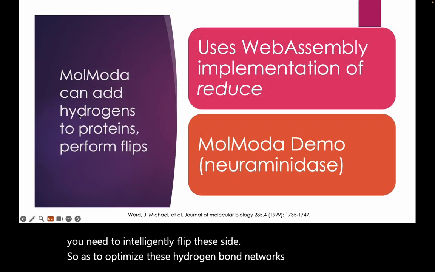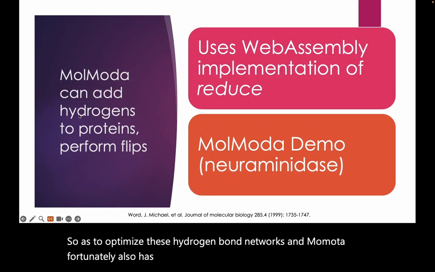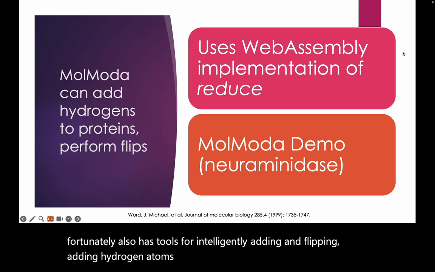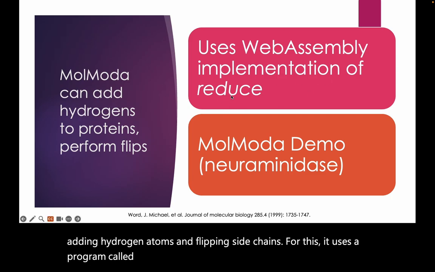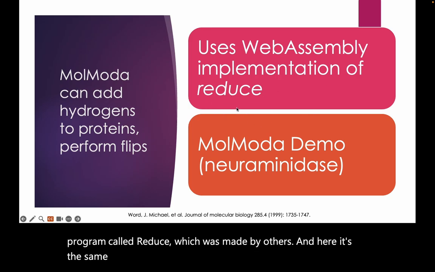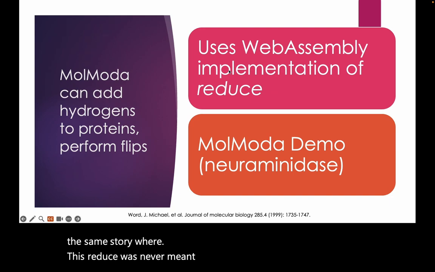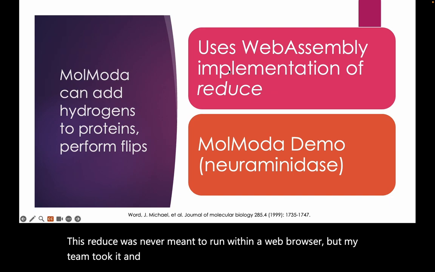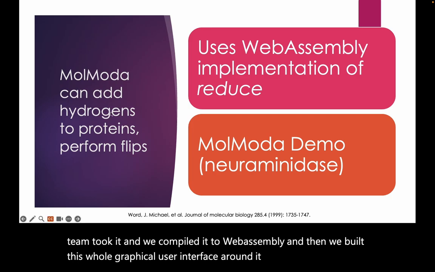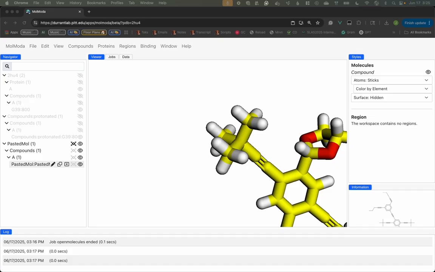And MolModa fortunately also has tools for intelligently adding hydrogen atoms and flipping side chains. For this, it uses a program called Reduce, which was made by others. And here it's the same story, where this Reduce was never meant to run within a web browser. But my team took it and we compiled it to WebAssembly, and then we built this whole graphical user interface around it within MolModa so that it becomes much easier to use.